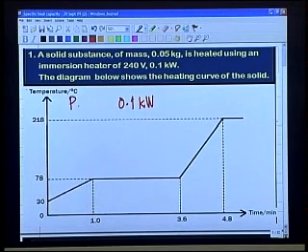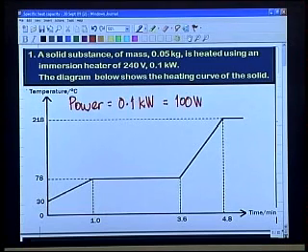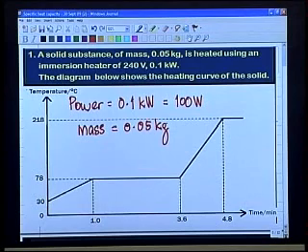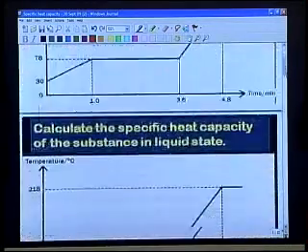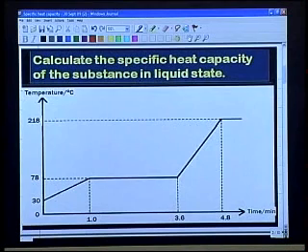So the power is 0.1 kilowatt or 100 watts. And what else? The mass of the substance. It is 0.05 kilogram. It has to be in kilogram. So after that, we look at the question. It wants us to calculate the specific heat capacity of the substance in liquid state.